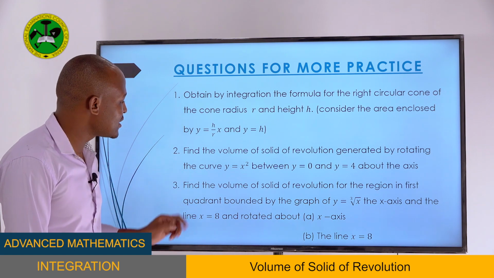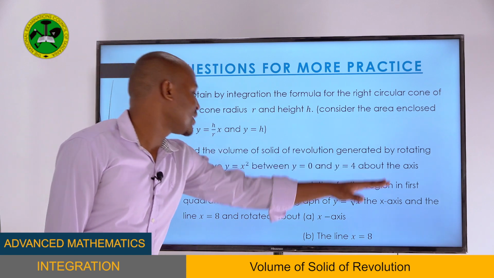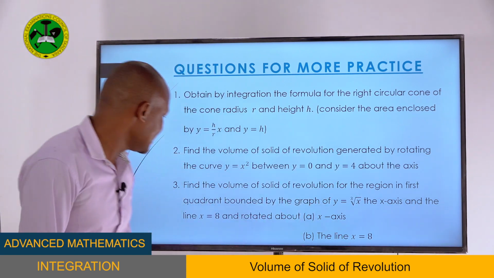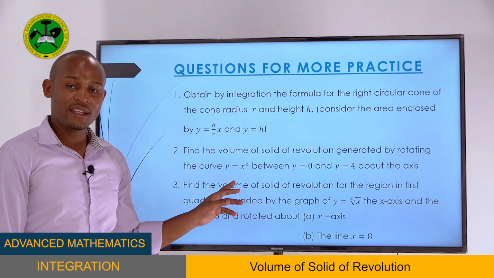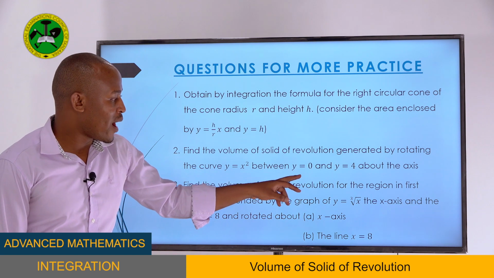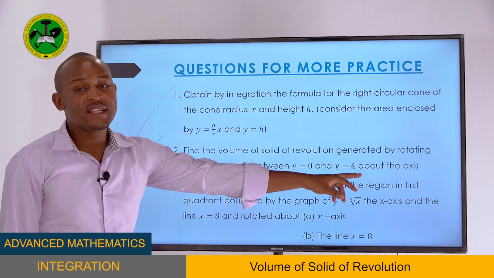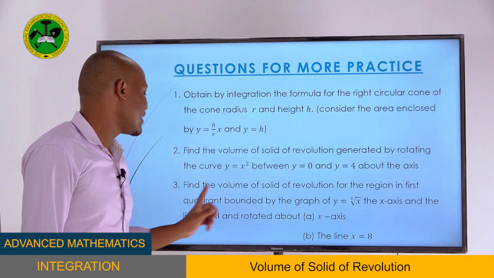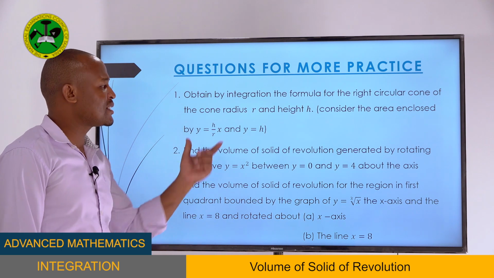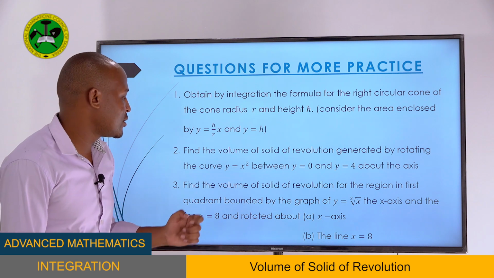And the second example says find the volume of solid of revolution. Actually, this second one is very simple. Of solid of revolution generated by rotating the curve y is equal to x square between y is equal to 0 and y is equal to 4 about the x-axis. So the second one is very, very simple. Even the first one is very simple, but it needs you to think a little bit more.